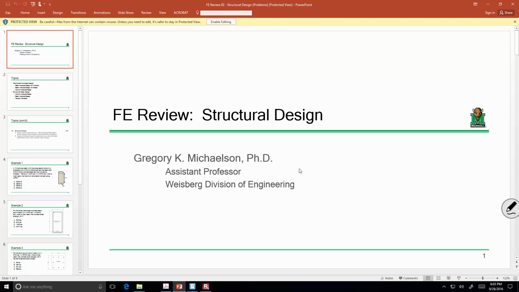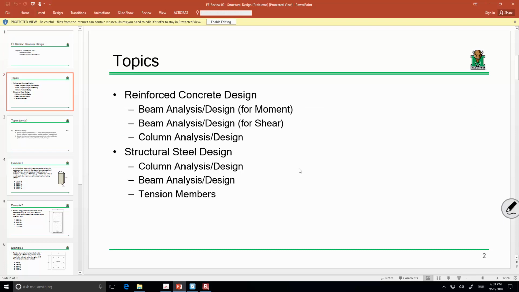All right, so we're back and we're going to talk a little bit about structural design. Now, just a heads up, the structural design portion of the FE is only going to cover two main topics, one being steel design and the other being reinforced concrete design. So what we're going to cover tonight is each topic one at a time.